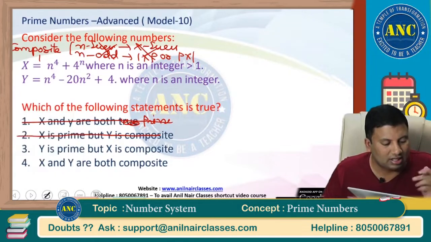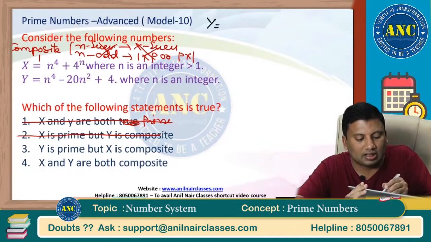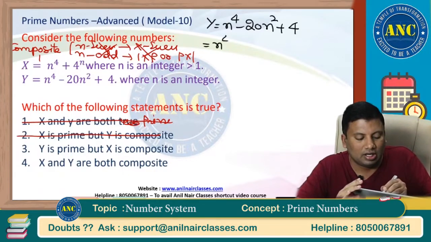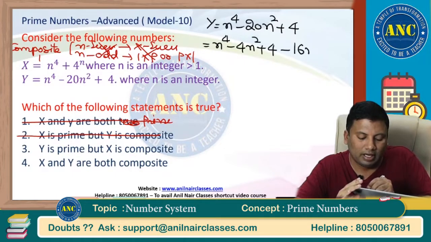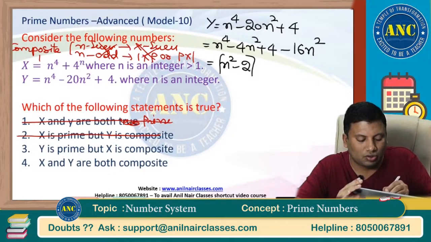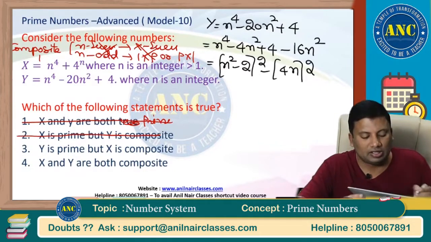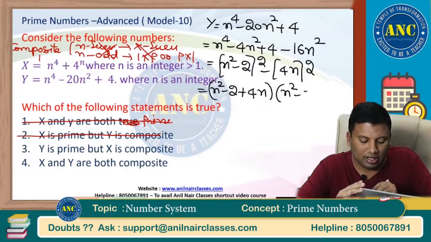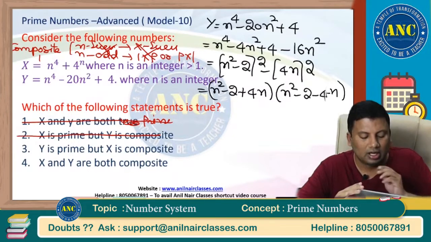Now, let us see the y value. Y is nothing but n power 4 minus 20n square plus 4. This can be written as n power 4 minus 4n square plus 4 minus 16n square. This is nothing but (n square minus 2) whole square minus (4n) whole square, since 16n square is 4n whole square. A square minus b square is (a plus b) into (a minus b): (n square minus 2 plus 4n) into (n square minus 2 minus 4n). Are you all with me?